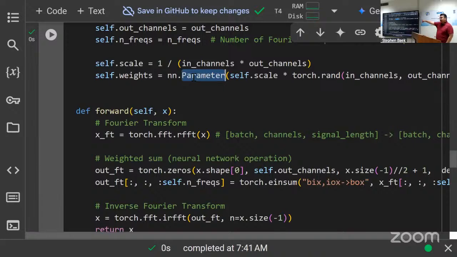So this is the PyTorch way of saying the random numbers that we're generating over here are the ones that will serve as the model parameter in the neural network. So those are the ones that are trainable.